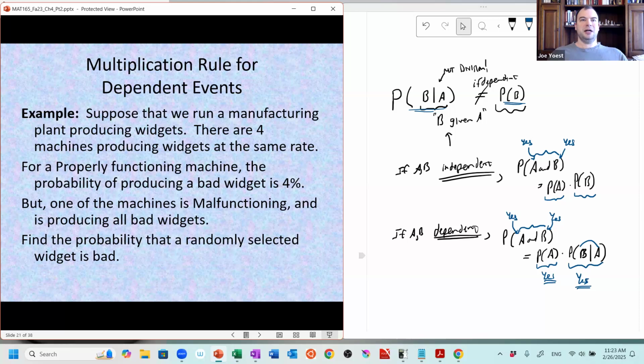They come off the assembly line, they get packaged up, they get put in a warehouse somewhere. And then we want to do some quality control. So we randomly choose a widget from that warehouse where these are all jumbled up. The machine 1 or the machine 4 widgets, they're all jumbled up. And we randomly choose one. What's the probability that it's a bad widget?